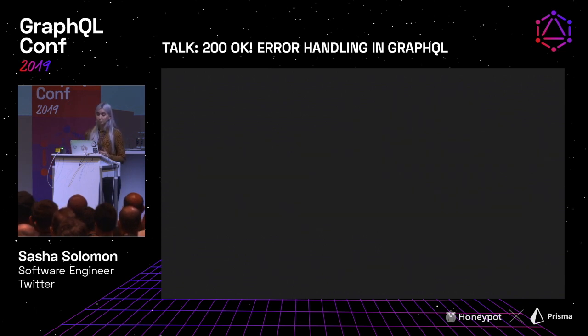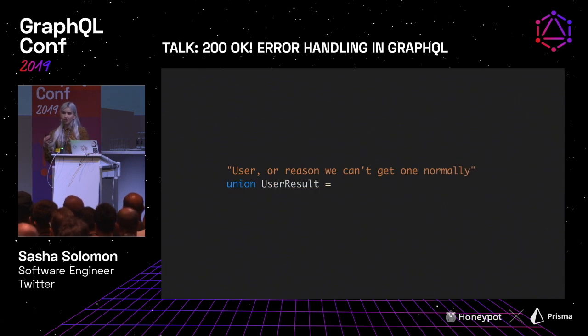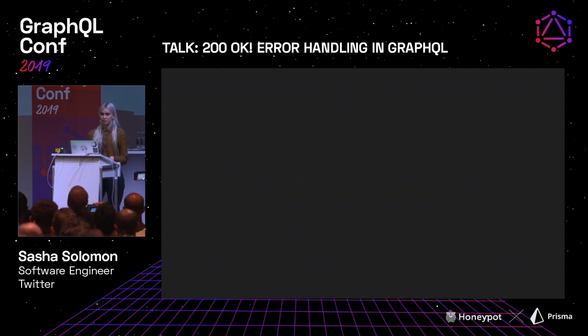Cool. And so now we have all these result types. So now we can have our fancy union, which is a user result. So it's a user or the reason we can't get one normally. And that is user or is blocked or suspended. And we can just keep adding ors for all the different result types we could possibly have for a user, all these different states. Cool. So now we've defined everything in our SDL.